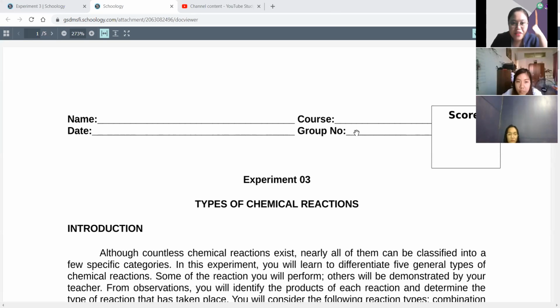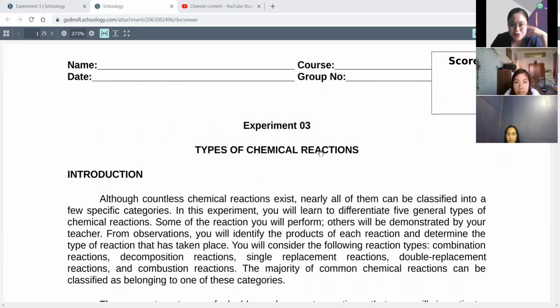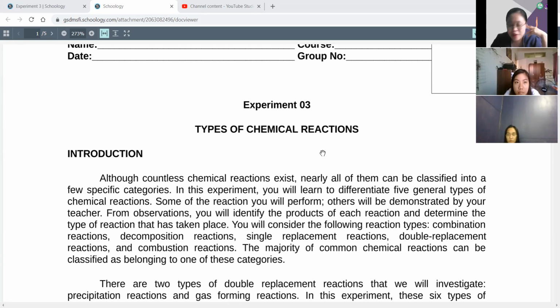Okay, experiment number 3 is entitled Types of Chemical Reactions. This is similar to our activities sa midterms na entitled din na Types of Chemical Reactions. However, the difference is since this one is supposedly an experiment, we have experimental procedures here in this worksheet. So you will be asked to do a schematic diagram for you to be familiar with the different procedures that we do in the laboratory, exhibiting the different types of chemical reactions.